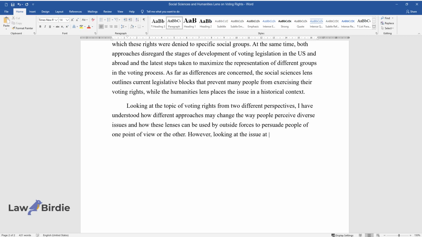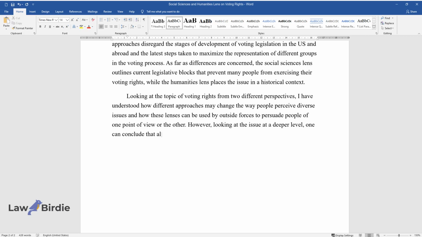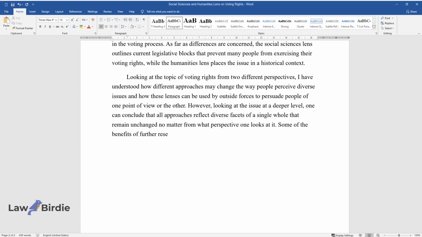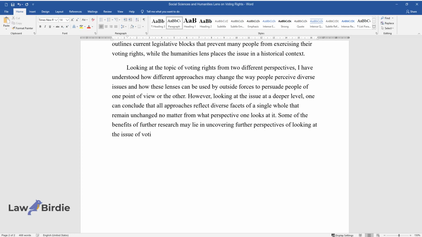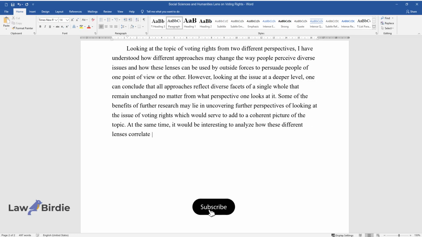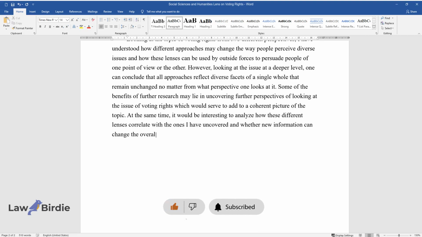However, looking at the issue at a deeper level, one can conclude that all approaches reflect diverse facets of a single whole that remain unchanged no matter from what perspective one looks at it. Some of the benefits of further research may lie in uncovering further perspectives of looking at the issue of voting rights, which would serve to add to a coherent picture of the topic. At the same time, it would be interesting to analyze how these different lenses correlate with the ones I have uncovered and whether new information can change the overall picture of the development of voting rights in the US.